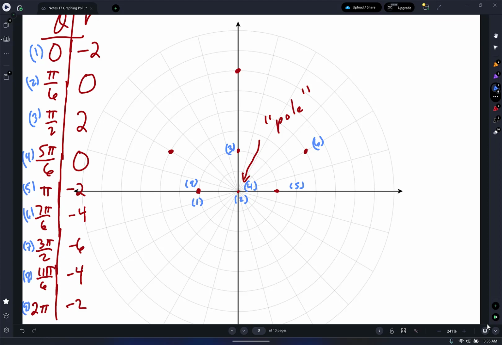So 0 to pi over 6 is in quadrant 1, but because r is negative, I go from quadrant 1 to being in quadrant 3. So that means you connect 1 and 2 by going like this in a hyperbolic or circular method. So you're going to go like this. You're going to go, oh man. Oh, that's fine. You know what? That's fine.